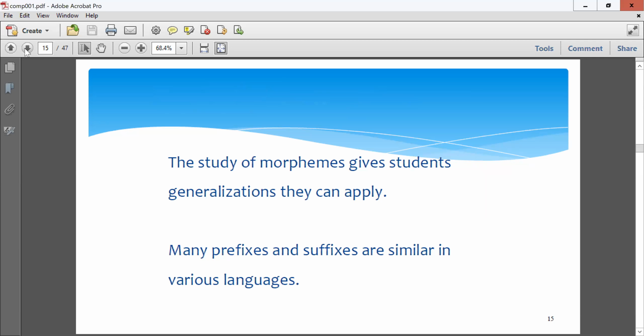So this study of morphemes gives students generalizations they can apply. For example, learning the prefix un is very helpful because then they can make the opposite or the negation of a word by putting that in front. So teaching prefixes and suffixes is very critical, and it's also similar in many languages. Many languages have prefixes and suffixes. They're just different, but the meanings are similar.